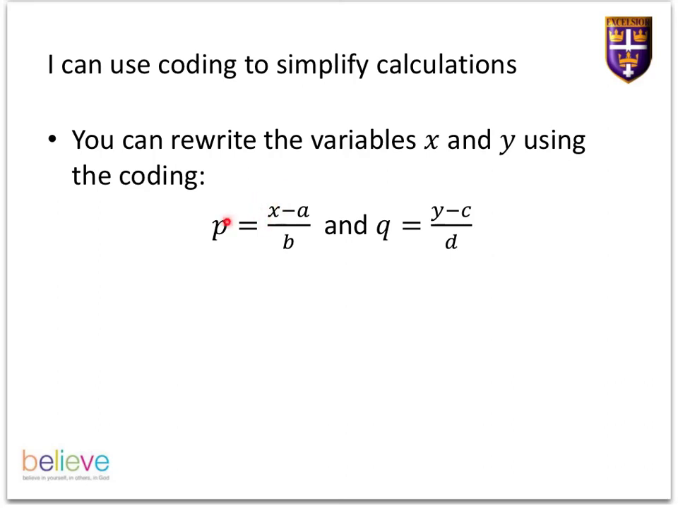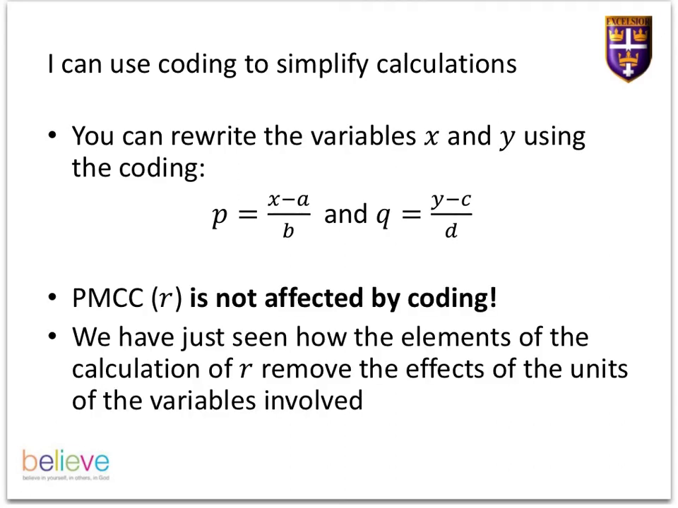So you can swap your original variable x for one called p by taking something away and dividing, and same for this, you can swap your original variable y by taking away something and dividing. The really brilliant news about product moment correlation coefficient is that doing this coding doesn't make any difference to the value you obtain for R. And really we shouldn't be surprised by that, because we've just seen how the way R works, the way the calculation is built, it's designed to remove the effects of the units. And actually doing this coding, you're essentially just changing the units. And if the units don't make any difference, then of course that shouldn't affect the final answer.